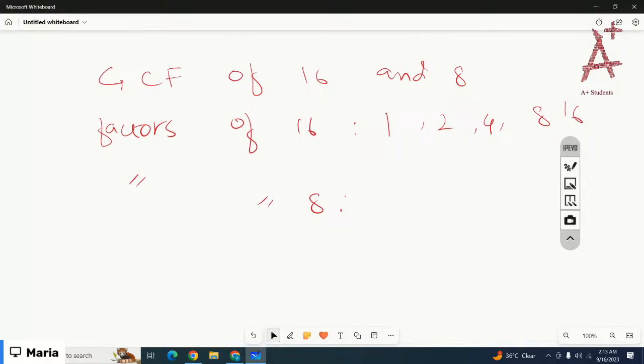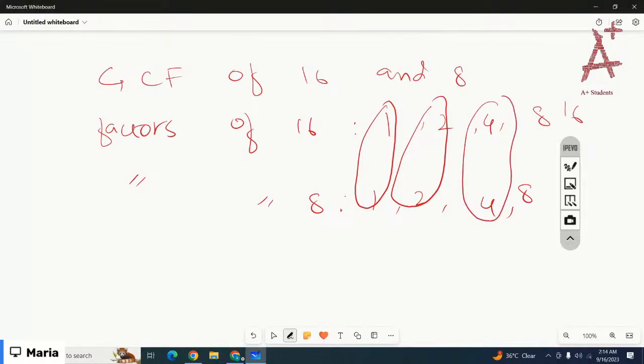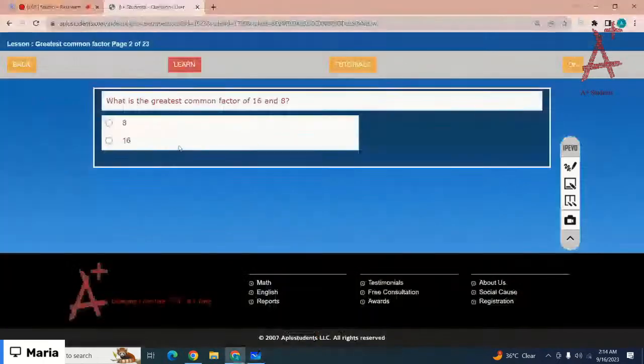Then just write down the factors of 8. 1 times 8 is 8, and 2 times 4 is 8, right? Just look at the common factors. 1 is common, 2 is common, 4 is common, and 8 is common. You have 4 common factors of 8 and 16, but the greatest one is 8. So the greatest common factor is 8, right? So the correct option is 8.